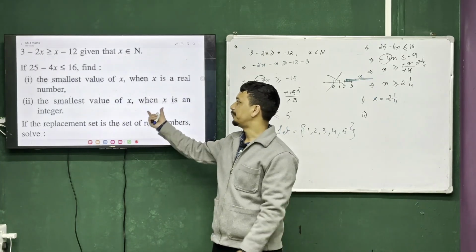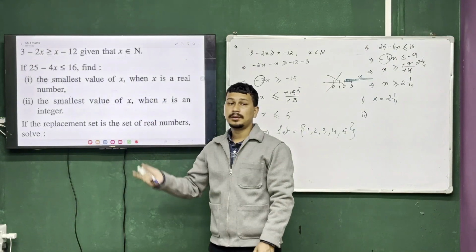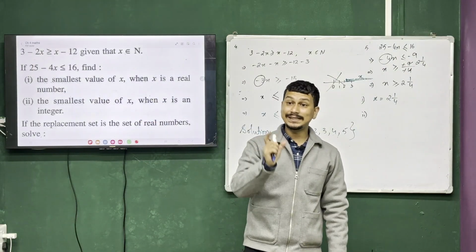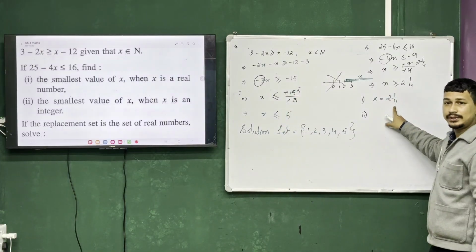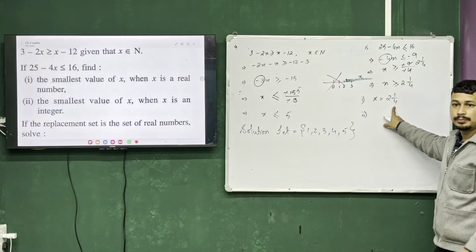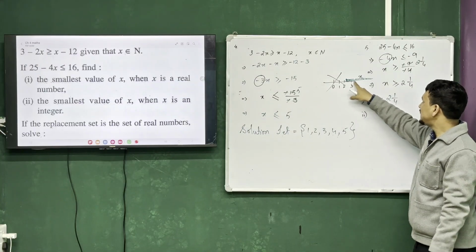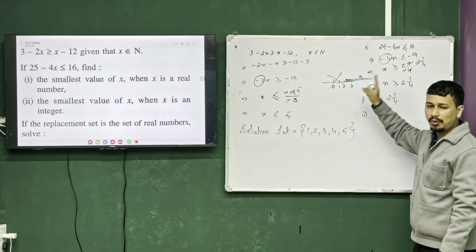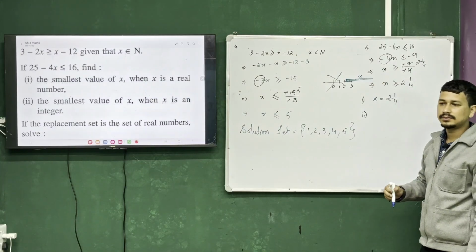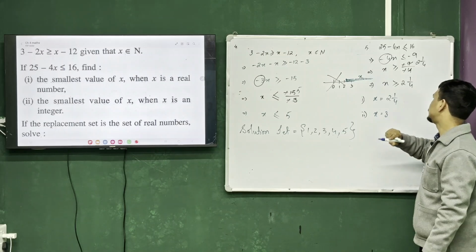Now what about this then? The smallest value of x, but when x is an integer. So can we take this value now? No, because x has to be an integer. So from these values that are possible values of x, which is the smallest integer that you see? 3. That means for number 2, x will be equal to 3.